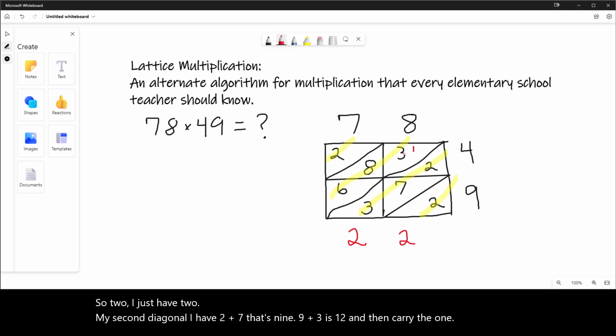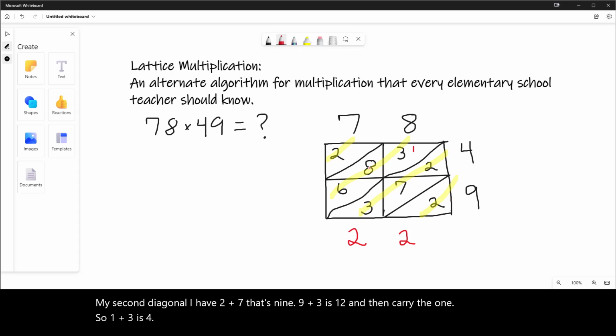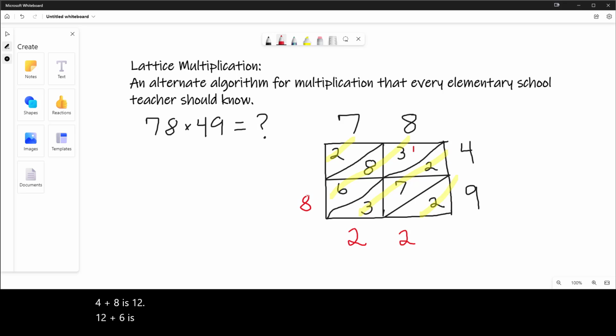So 1 plus 3 is 4. 4 plus 8 is 12. 12 plus 6 is 18. There's my 8. Carry the 1. 1 plus 2 is 3. So my answer, 78 times 49, is 3,822.